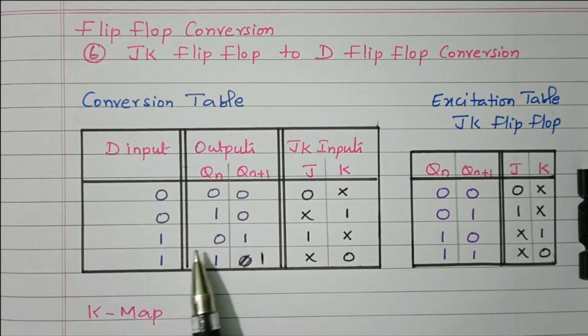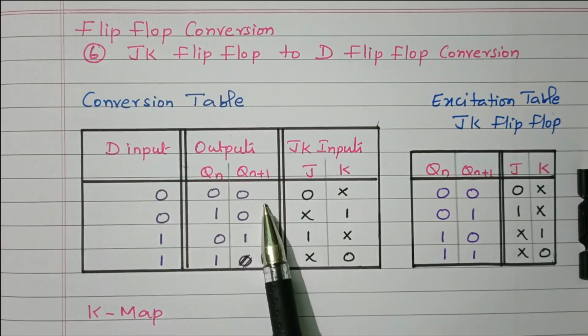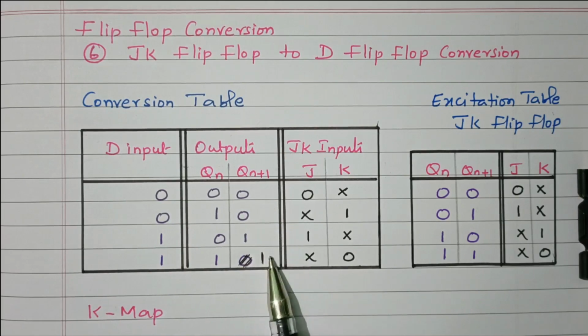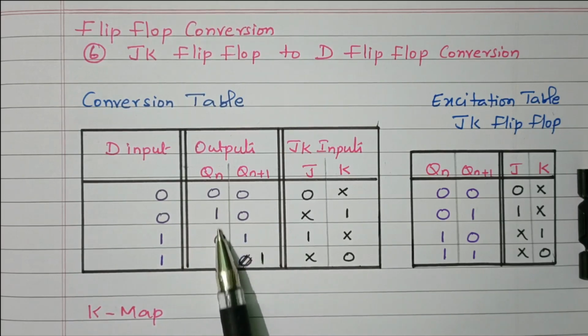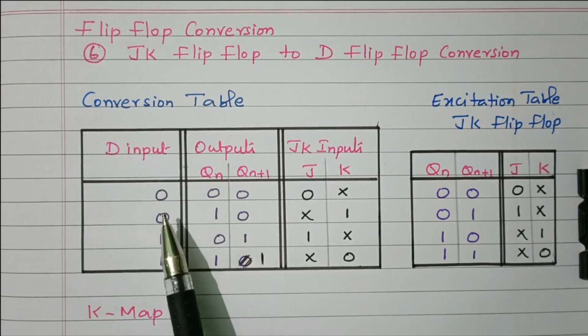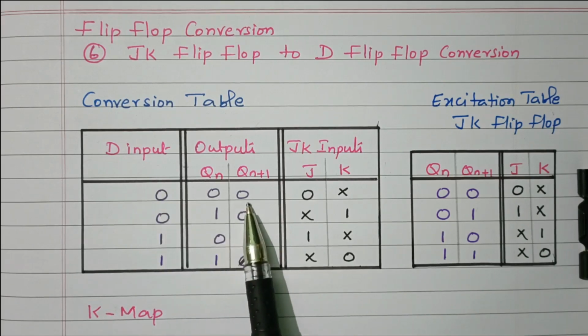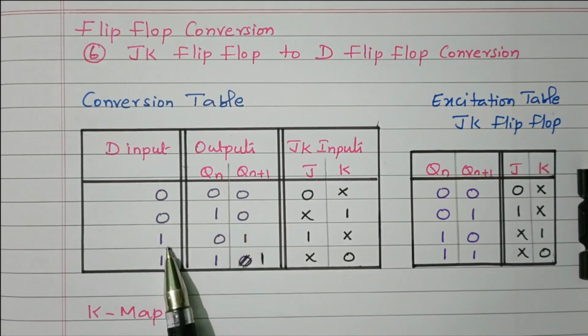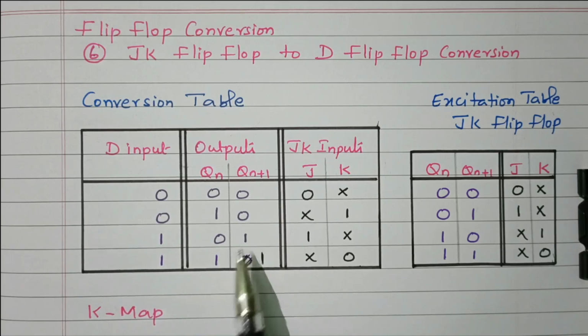So the nature of the D flip-flop is that whatever is the input of the D flip-flop will be reflected as the next state of output. It will not bother about the present state output. So D input is equal to Qn plus 1, the next state output. Right. So D is 0 means Qn plus 1 is 0. D is 1 means Qn plus 1 is also 1.